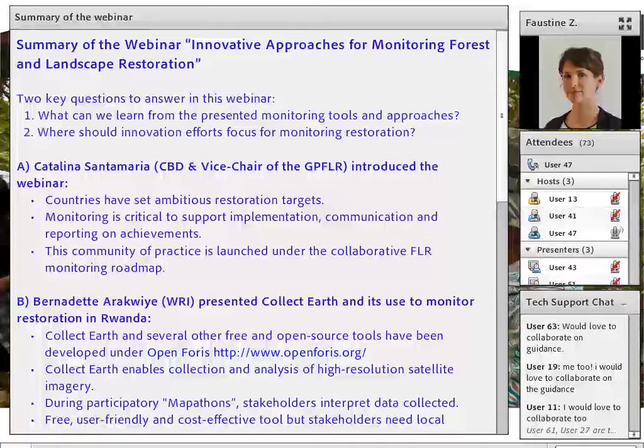Then we heard Alan Grainger. Alan introduced citizen observatories, which are a form of participatory environmental monitoring with great potential for monitoring restoration. In this case, citizen volunteers collect data using smartphones, and the data collected is disseminated through website portals.